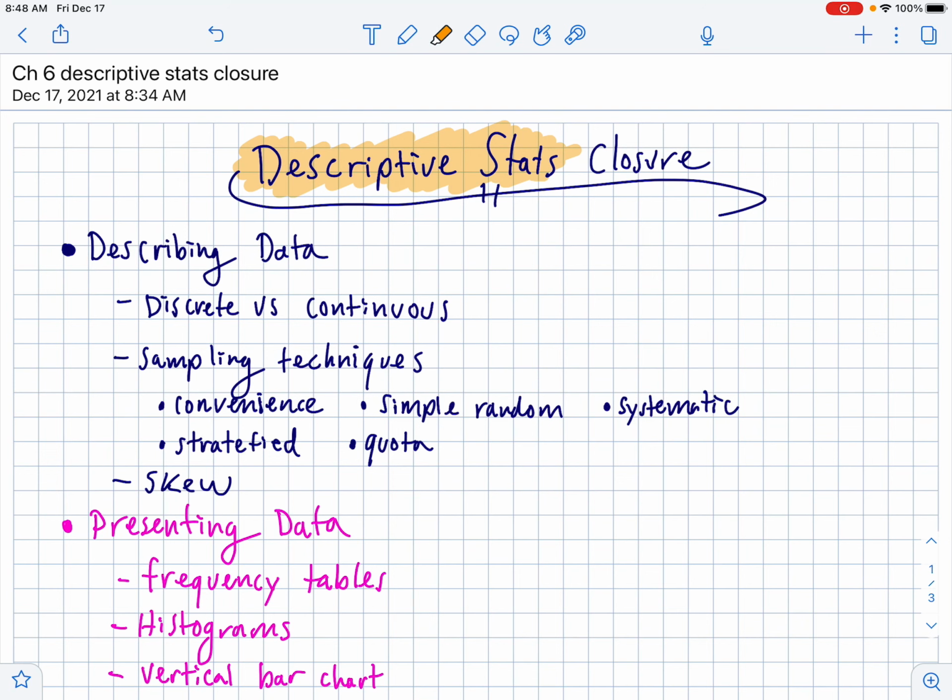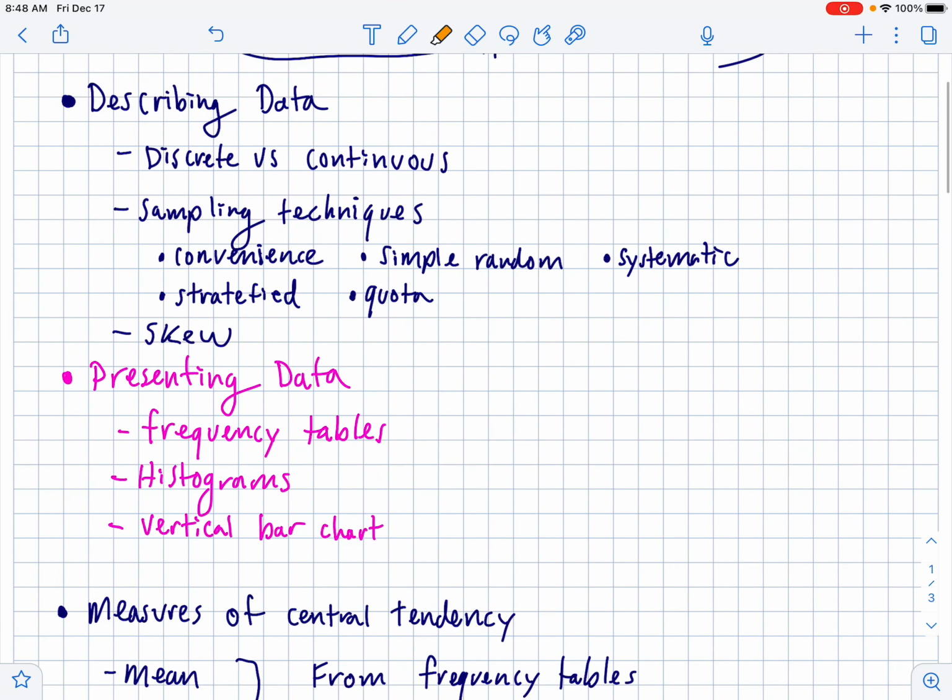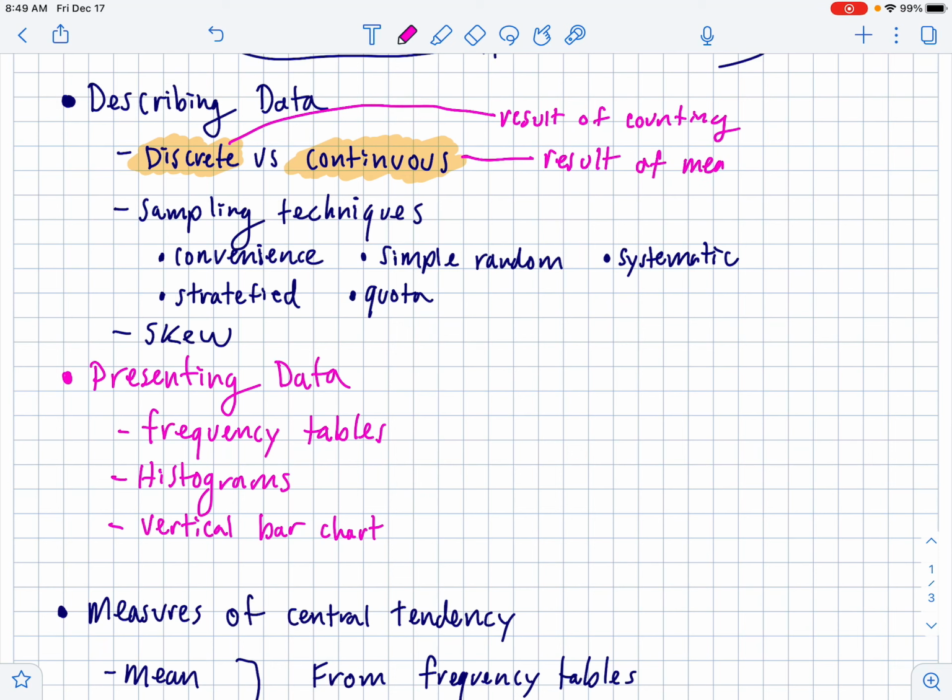The first thing we did in this chapter is we talked about different ways to describe data. So I would know what the difference is between discrete data and continuous. Remember, discrete, there's like gaps in it, or it's like whole counting numbers. Actually, the trick for this is that this is the result of counting, and this one is the result of measuring. Like any measuring. Sometimes it's like shoe size, and you're like, oh, it's continuous.